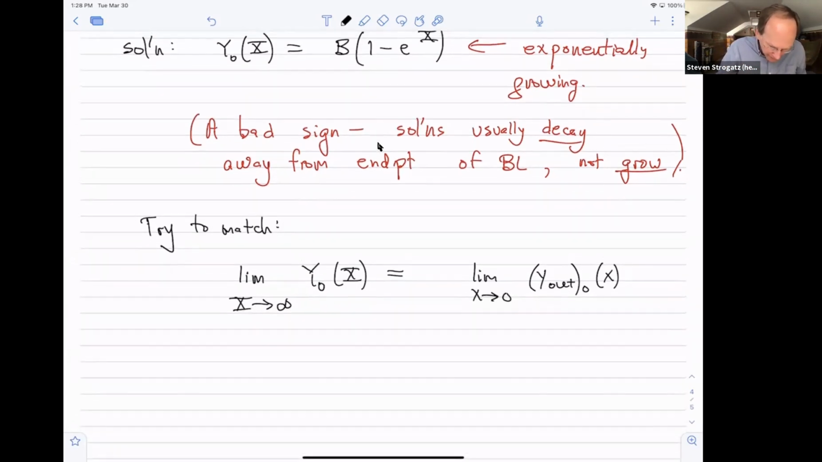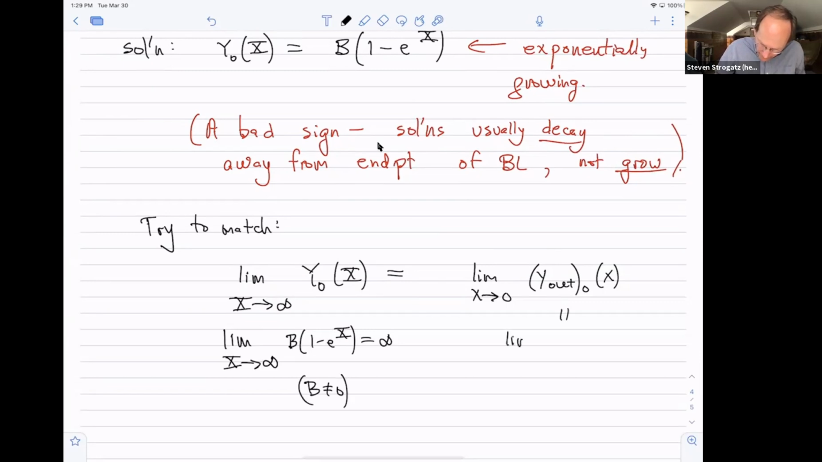You can see the problem that here I'm supposed to be looking at the limit as x goes to infinity of b times (1 minus e to the positive x). This is infinity, assuming b is not 0. Whereas, what is this limit? The limit of y outer as x goes to 0 of, so what was that one? That was e to the x minus 1. That would just be e to the negative 1.